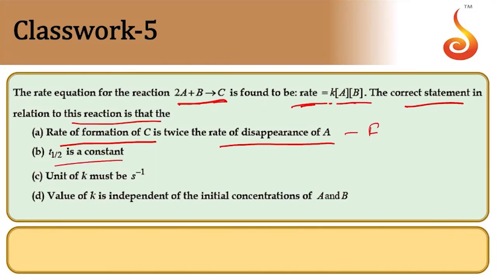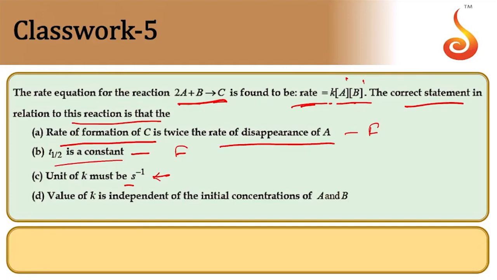Here the order is 2 because we have power 1 and 1, and 1 plus 1 is 2. For a second order reaction, half-life cannot be constant. Therefore, this statement is also false. Units of K must be seconds inverse. Seconds inverse is a unit of first order rate constant, not second order rate constant.